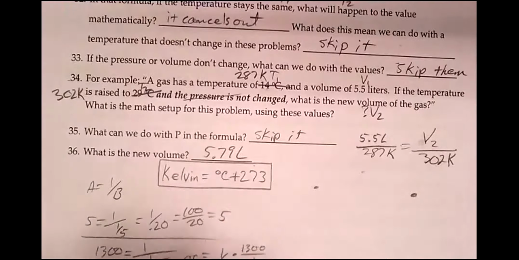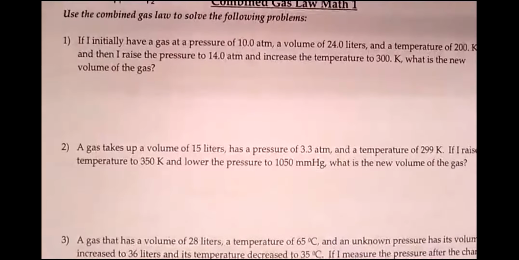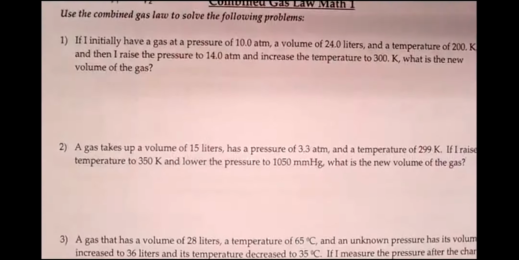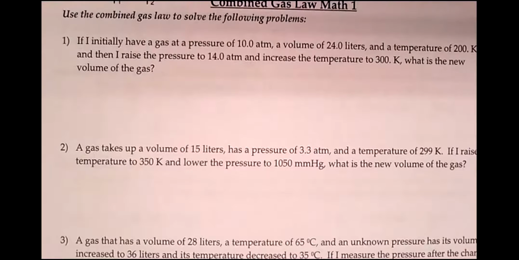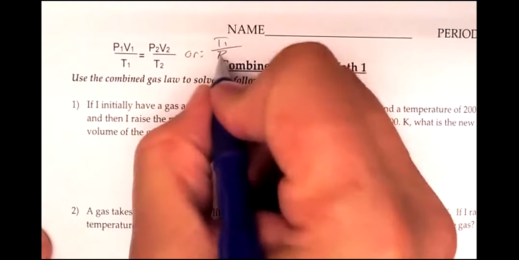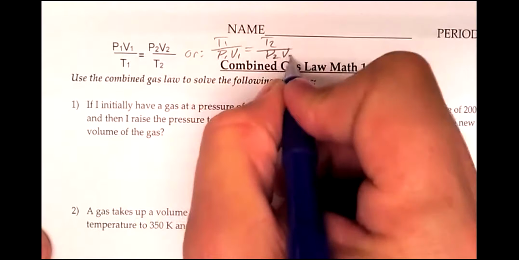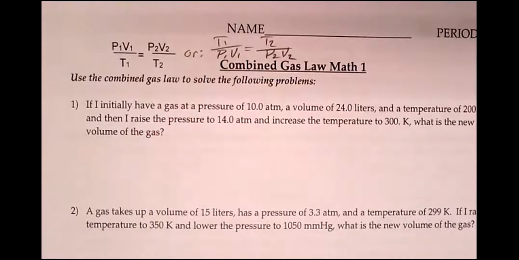And then how about we go to this then, for the rest of the class. Oh, I do have one more math trick. Actually, it doesn't come up on the front page, I've learned, but this is one of my favorite math tricks. Or you can do T1 over P1 V1 equals T2 over P2 V2. If you flip both sides, it's still fair.